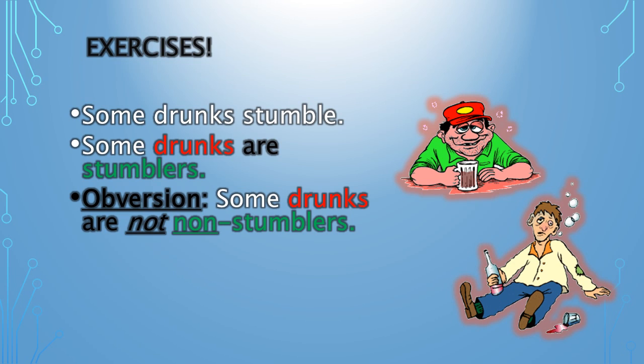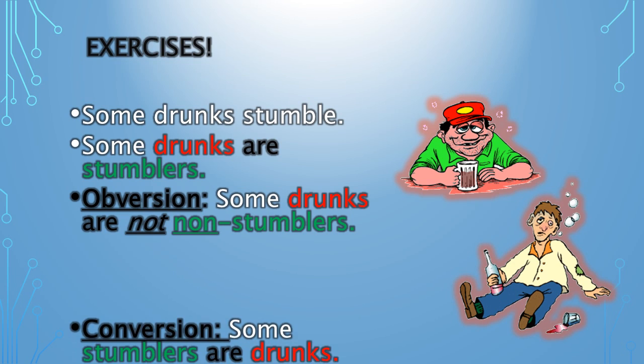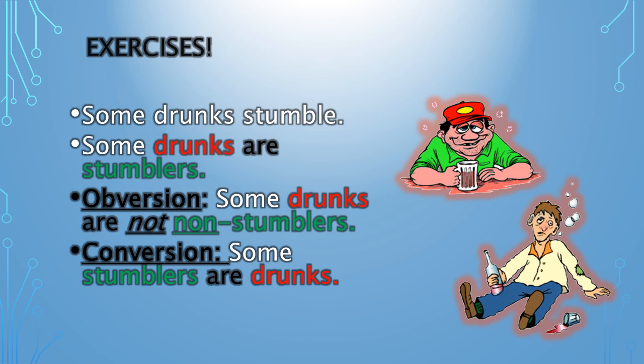Now, one other thing we can do is simple conversion. So, if some drunks are stumblers, some stumblers are drunk. Get the exercise?